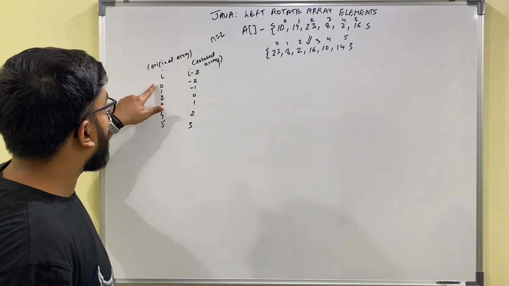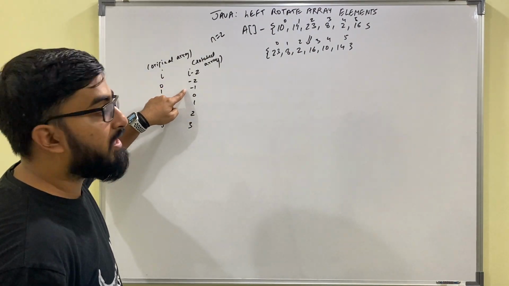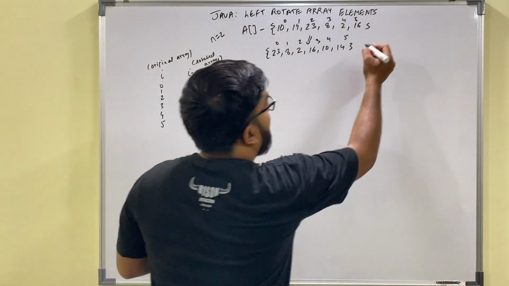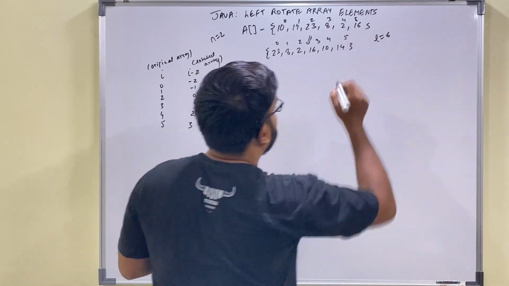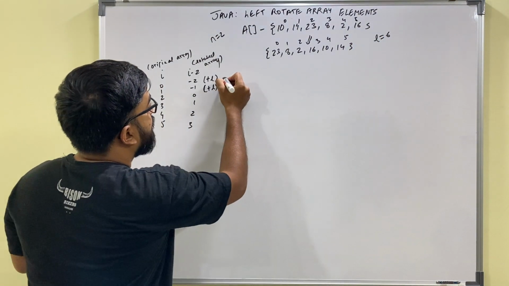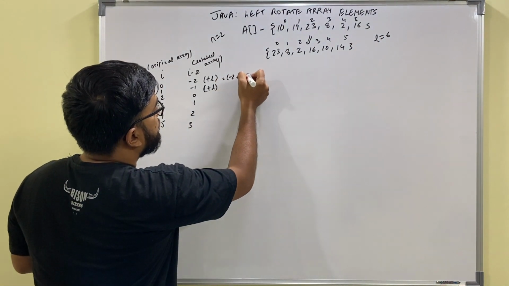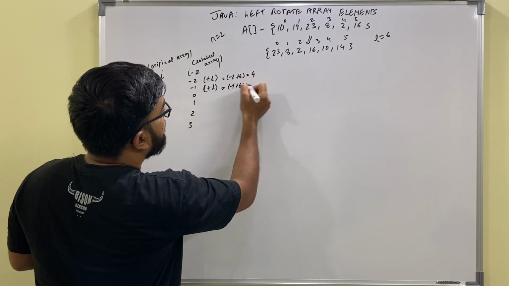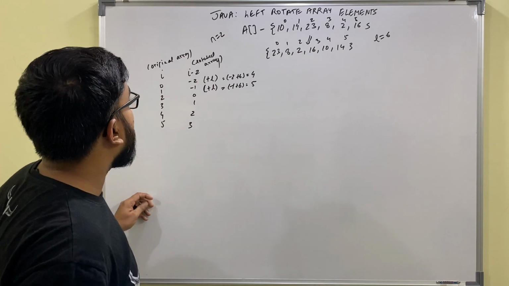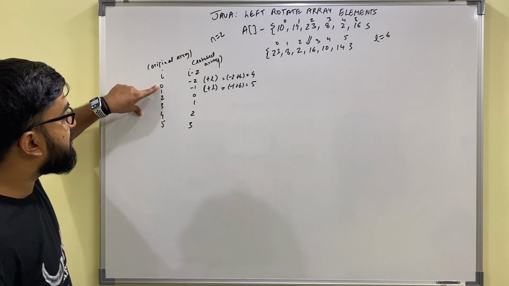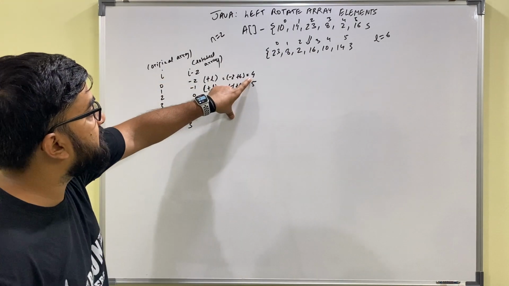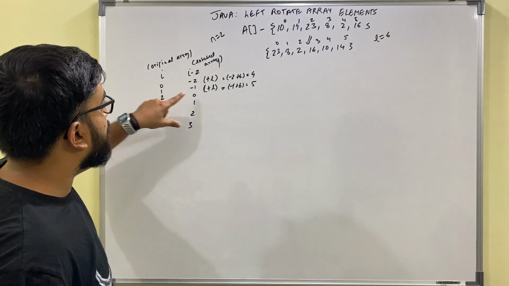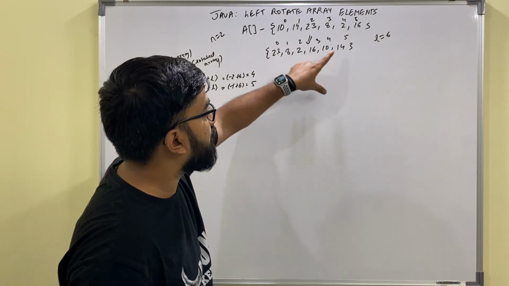So what about these two indices that were negative? How do we relate them? We add L to it, where L is the length of the array, which is 6 elements. So minus 2 plus 6 is 4, and minus 1 plus 6 is 5. So the value which was originally at index 0 goes to index 4, and the value at index 1 goes to index 5.